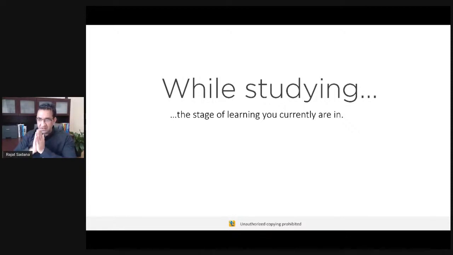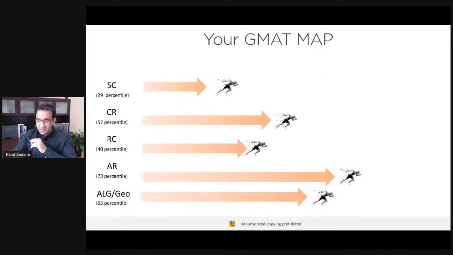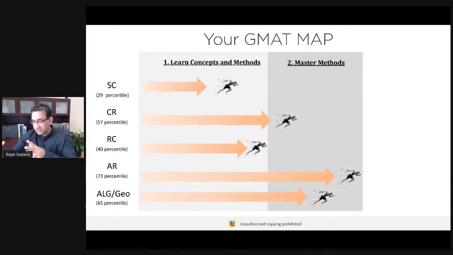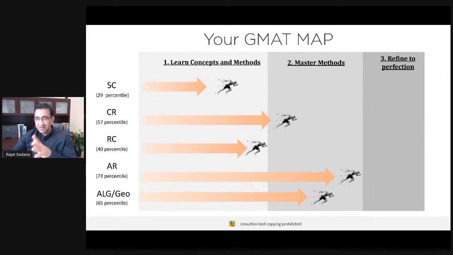So the first thing that you need to do is, when you're learning, you need to figure out which stage of learning you are in, and then you need to create this map over here. And remember, if you are lower than 50th percentile or 55th percentile, you are in stage 1 of learning. If you are between the 55th to 80th percentile, you are in stage 2. And of course, if you're higher than that, you're in stage 3.